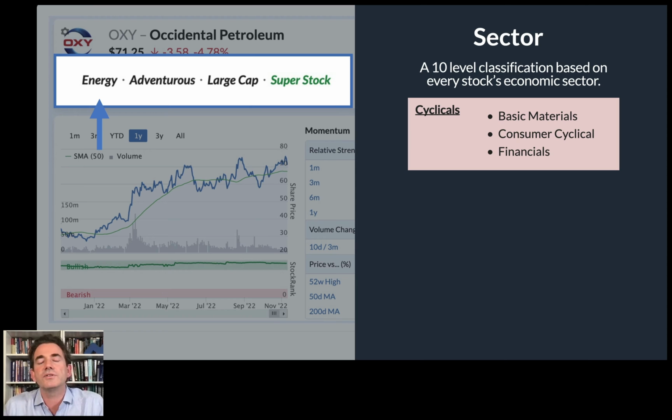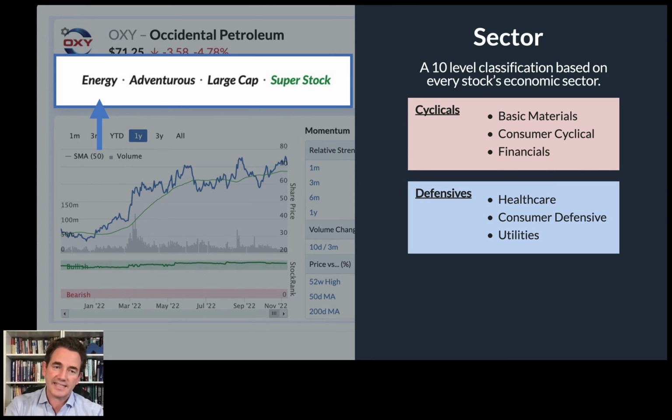There's 3 in cyclicals: basic materials, which is mining, chemicals, that kind of thing; consumer cyclicals, which includes big ticket consumer items like cars or fridges and that kind of thing; financials, investment banks, retail banks, anything like that. Then defensives, which did so well in the pandemic: healthcare stocks, biotech, pharmaceuticals, which all were some of the barnstorming winners in the pandemic; consumer defensive stocks.